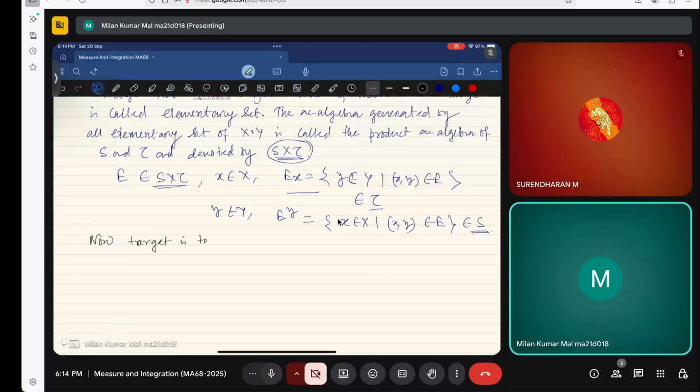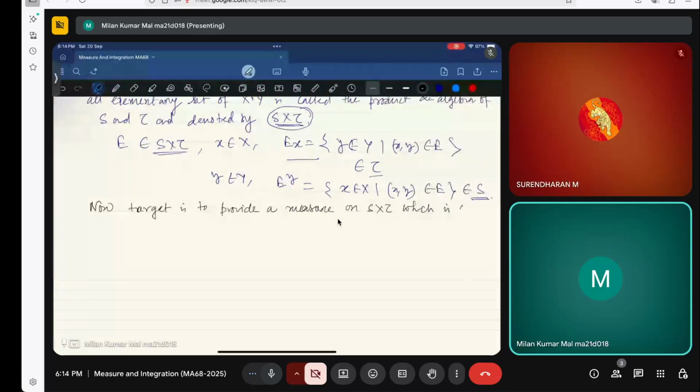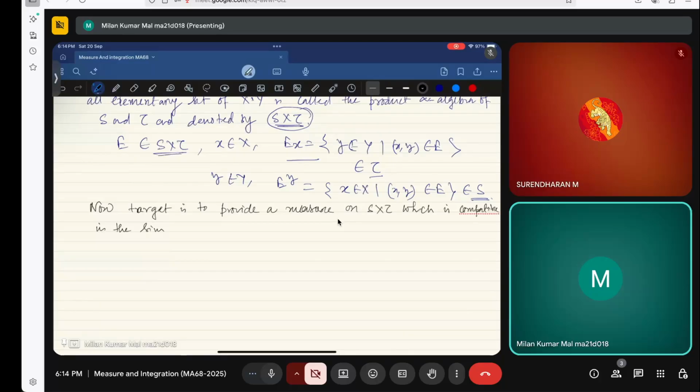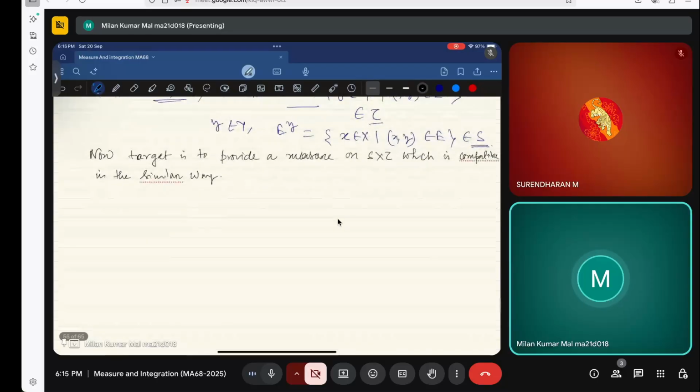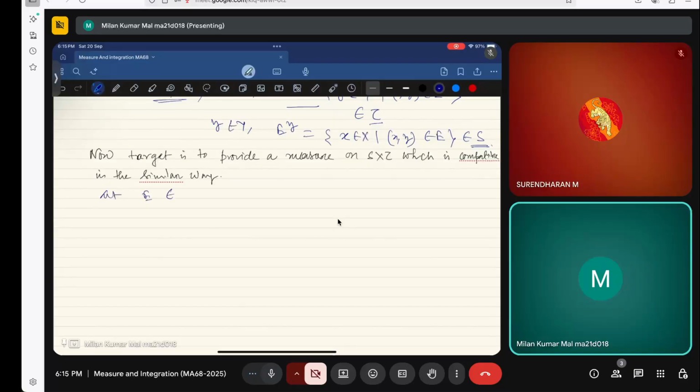to provide a measure on this sigma algebra which is compatible in a similar way. That is how it is defined. Suppose E is an element in there.